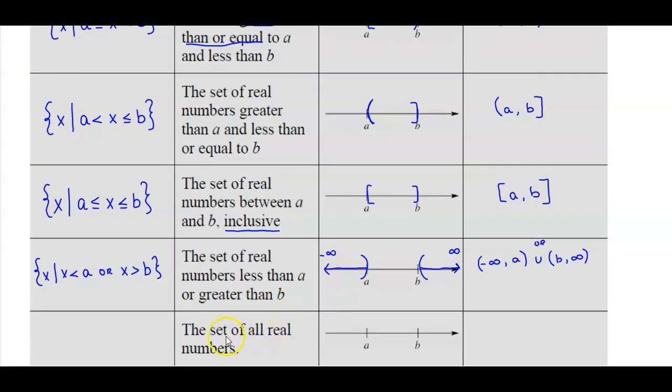Okay, and then the last one says the set of all real numbers. So if we want to have the set of all real numbers, that means we're going to include everything on a graph with an arrow going to the left and an arrow going to the right. So we have negative infinity to positive infinity. So the set of all real numbers is going to have parentheses with negative infinity, comma, positive infinity. And then with set builder notation, we would write this as the following. X such that x is a real number.